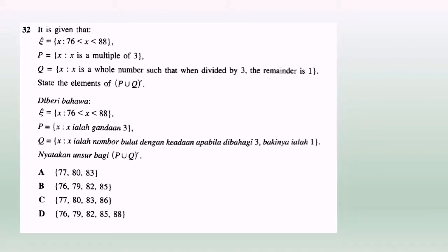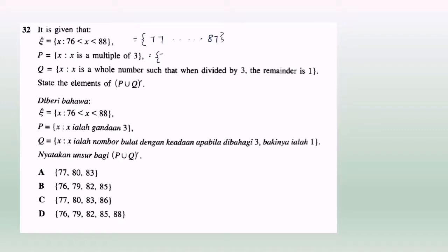It is given that universal set S is greater than 76 and less than 88. P is a multiple of 3. Q is a whole number such that when divided by 3, the remainder is 1. Okay, so now we need to list out the universal set, which is 77 to 87.